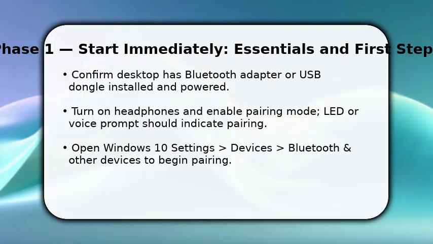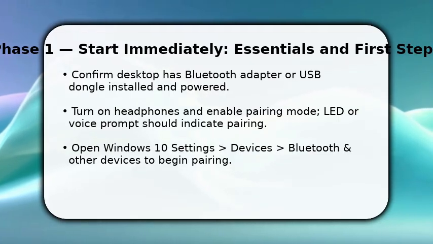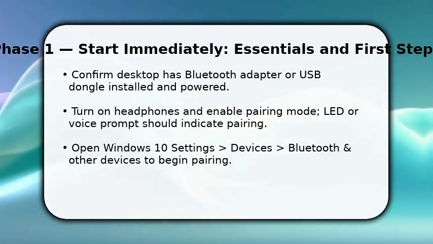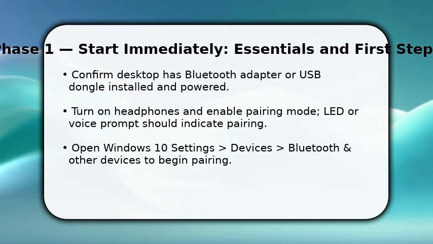You start by making sure Bluetooth is available and active on your desktop. Plug in a Bluetooth USB dongle if you don't have built-in radio. Drivers may install automatically. Next, power on your headphones and put them into pairing mode. Look for a blinking light or voice cue.